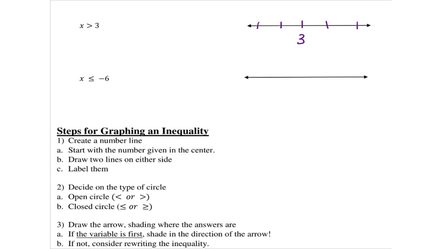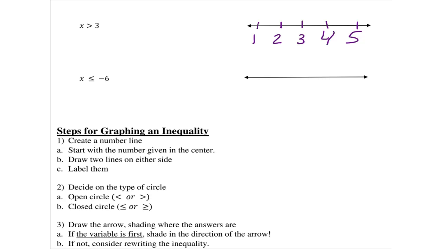And then it says label them. So if 3 is in the middle, the next number would be 4, the next number would be 5, and then if I count down from 3, it would be 2, and then 1. So create the number line, start with the number given in the middle, 2 numbers to the left, 2 numbers to the right, and label.